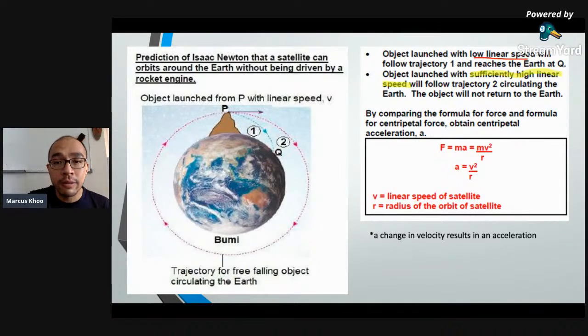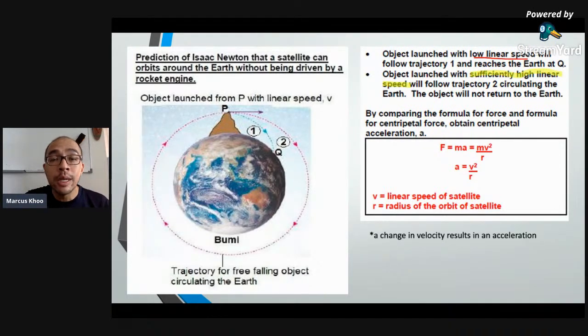Okay, and when you know how much acceleration it needs to reach, then you will know how much speed you need to launch it with. And this sufficiently high linear speed is something that we will calculate in the third subtopic. Okay, we will cover this in the third subtopic.